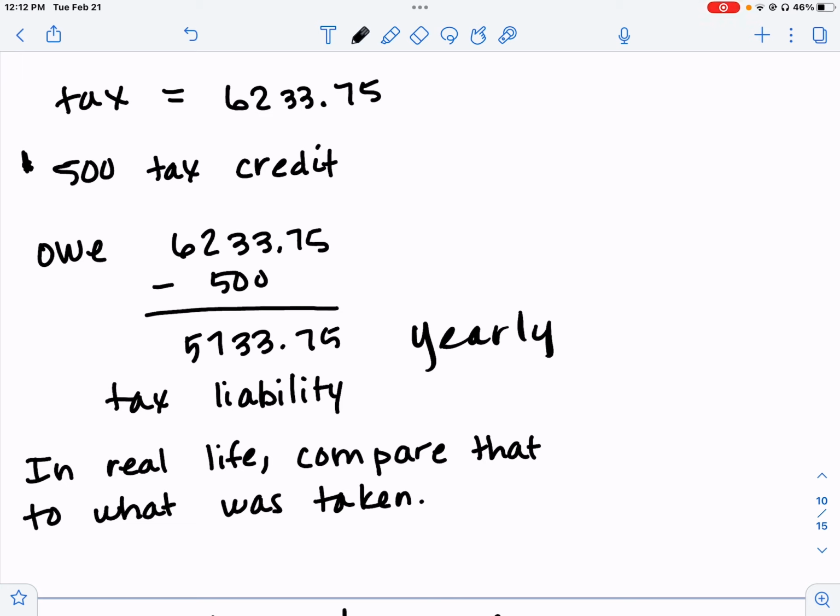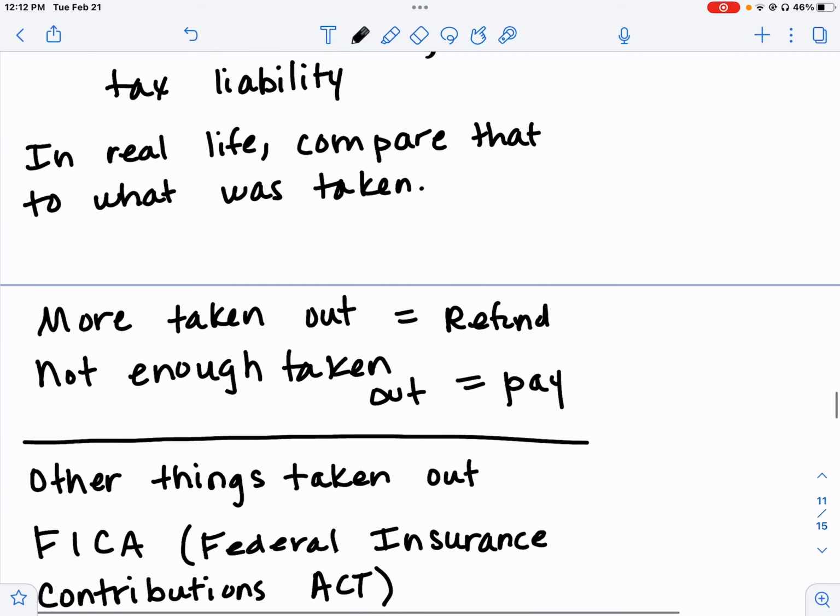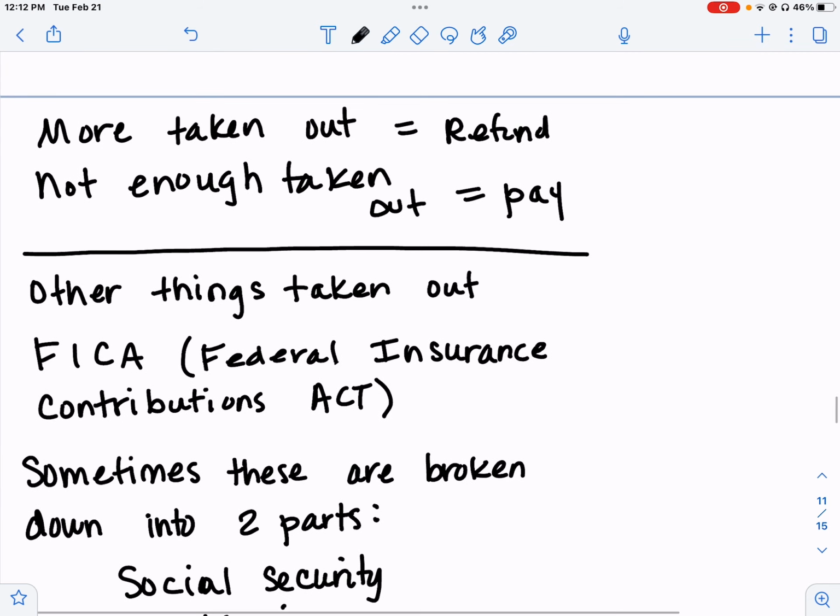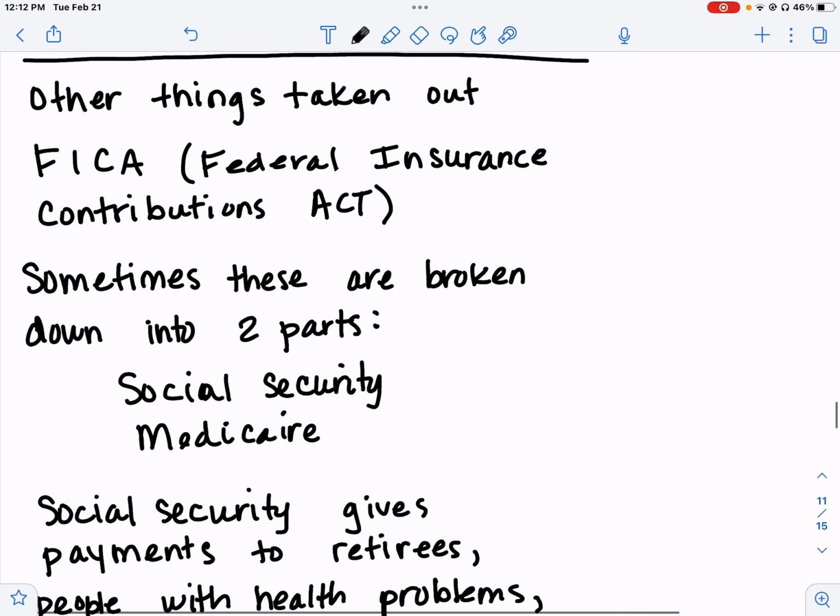Okay? If 6,000 was taken out, you'll get some money back. If only 5,000 was taken out, you still would owe some. Okay? If more is taken out, you get a refund. If not enough is taken out, you have to pay. Okay? Other things are taken out.